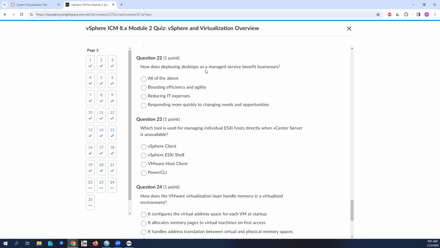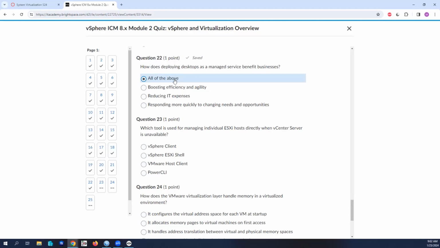How does deploying desktops as a managed service benefit businesses? Huh, there's nothing above all of the above. That's where when you randomize the answers, it kind of breaks the question, but I'm going to assume that all of the above should have been at the very bottom. Oh, me too. So for now, I'm going to click all of the above, and then we're going to see, is that going to be correct?